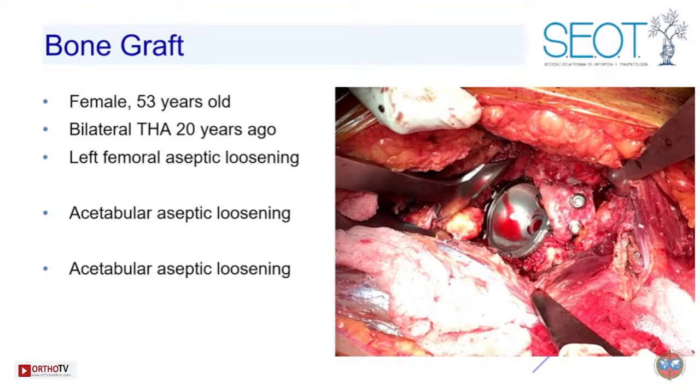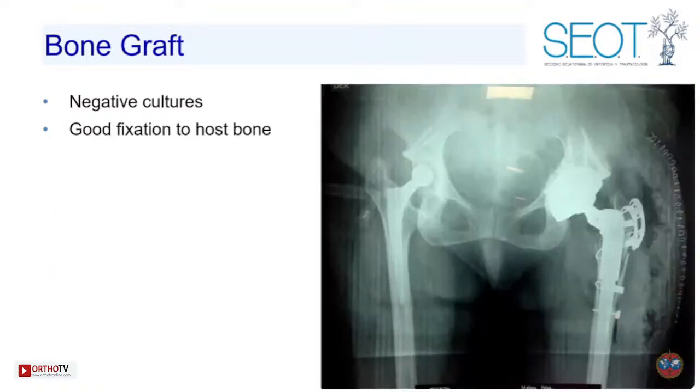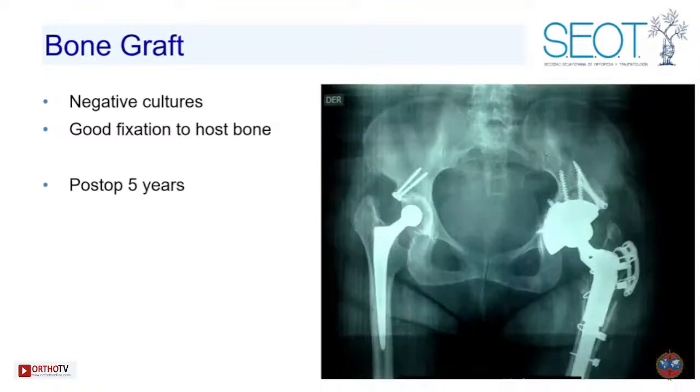You can see to the right of the picture, there's a huge defect covered with bone, but there was good posterior superior and anterior superior bone in order to fix the cap. This is the result, negative cultures and good fixation to host bone, and at 5 years, it's still working.